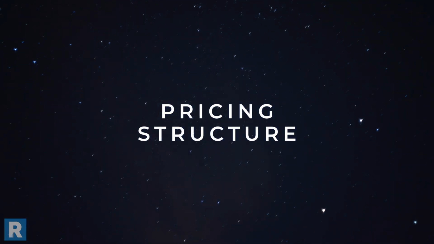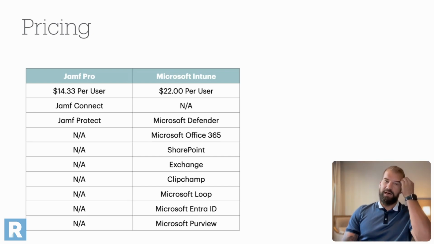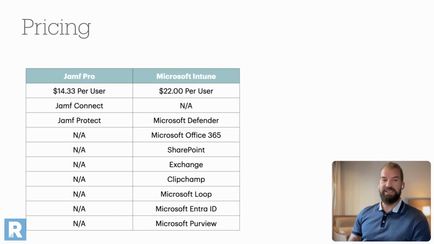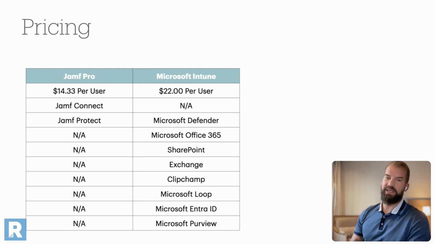But let's talk about everyone's favorite topic, price. So here's kind of how it breaks down. I'm probably being a little bit overly simplistic with the pricing, but for Jamf Pro, I'm looking at the Jamf Pro Business model because that compares most closely with Microsoft Intune. So this is $14 per user. This is USD versus Microsoft's Intune quoted price of $22 per user. That does come with Jamf Connect and Jamf Protect, and Intune doesn't have any product like Jamf Connect.